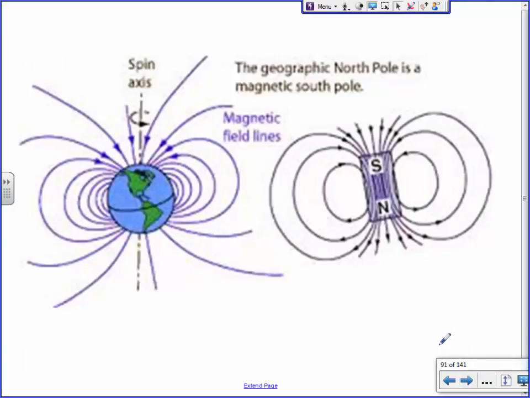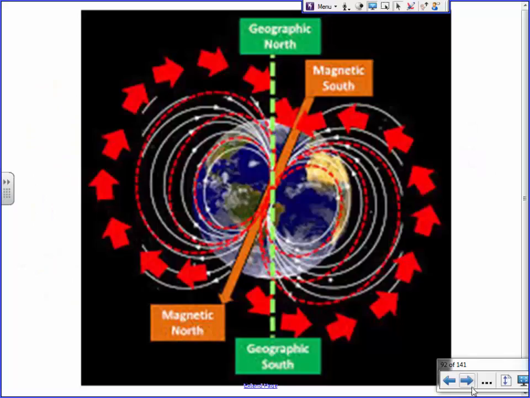Another picture kind of illustrating the same concept. I think this one's a little better here, right? Up here, they've actually shown you that this is south and this is north. So I feel like I said the same thing over and over again. Another picture sort of illustrating the same sort of thing.